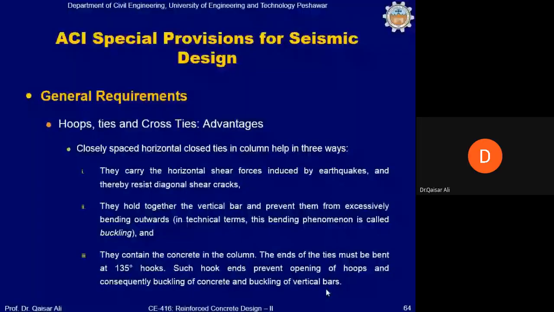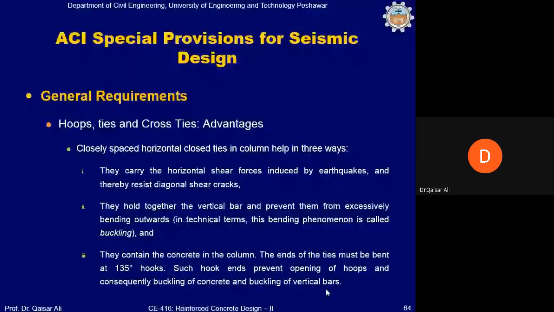In a gravity load, usually the column would not be subjected to any shear forces. However, under lateral load, horizontal shear forces will be produced in the columns, and the columns must be designed against these shear forces. So whenever ties are provided in columns, they will resist these horizontal shear forces. So this is one action, one way these ties will help the columns against horizontal shear force.